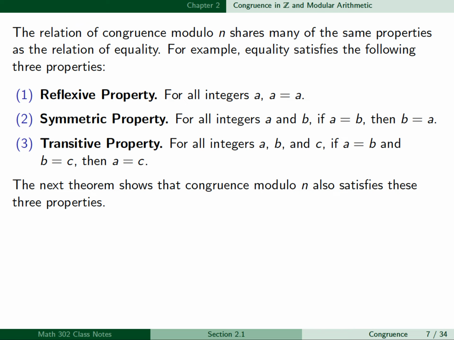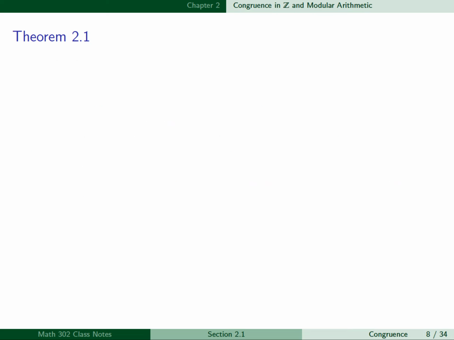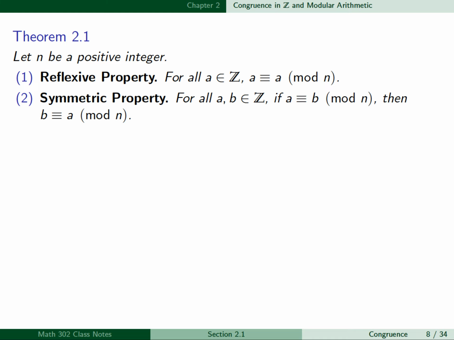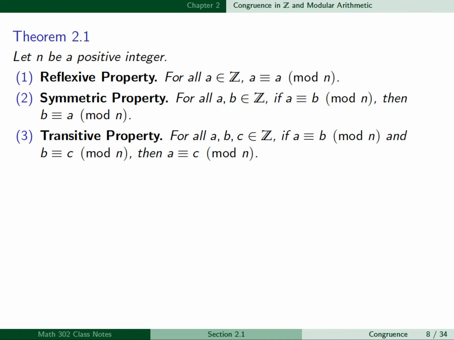The next theorem shows that congruence modulo n also satisfies these 3 properties. So this is Theorem 2.1. Let n be a positive integer. First, the reflexive property: for all a in Z, a is congruent to a mod n. Second, the symmetric property: for all a and b in Z, if a is congruent to b mod n, then b is congruent to a mod n. And third, the transitive property: for all a, b, and c in Z, if a is congruent to b mod n and b is congruent to c mod n, then a is congruent to c mod n.